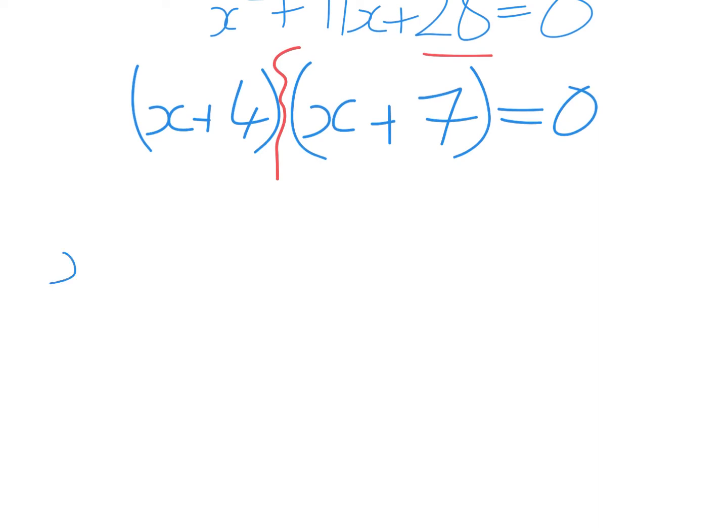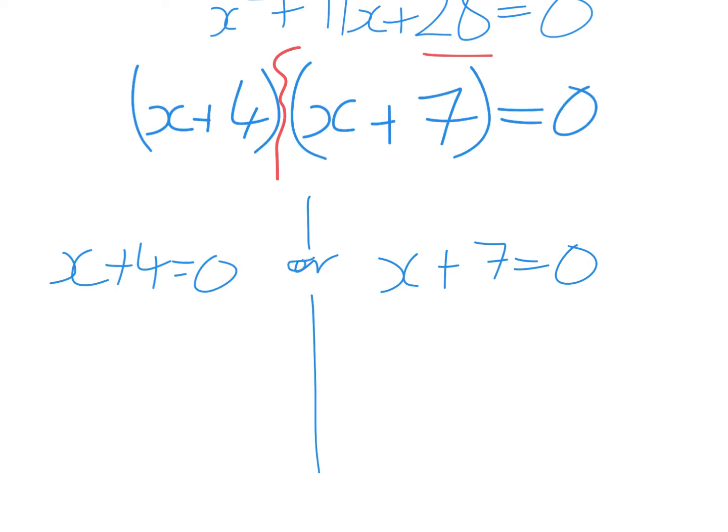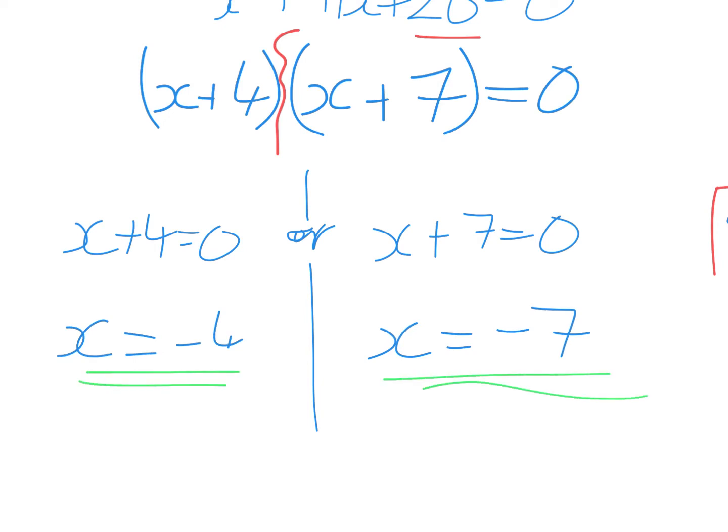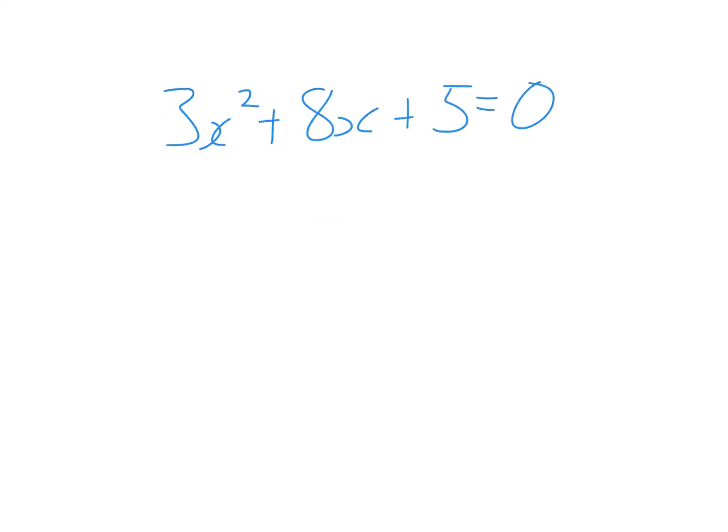So we set up two smaller equations: x plus 4 is equal to 0, and x plus 7 is equal to 0 as well. Because they're separate, we just say the solution could be this or this. So x is going to be equal to minus 4 in this equation, and x is going to be equal to minus 7 in this equation. So there are two answers. And remember, there are always two answers, or usually two answers. Sometimes it can be the same answer twice for a quadratic equation.